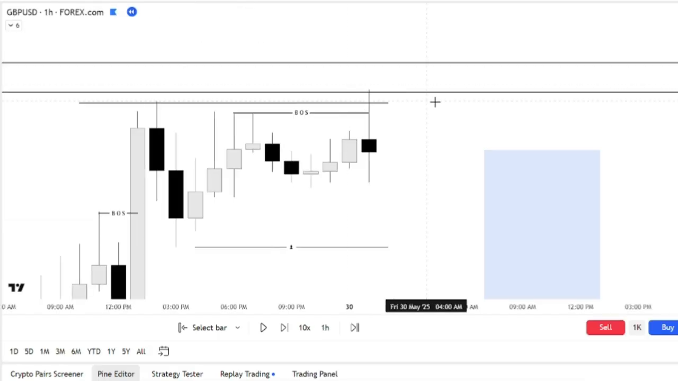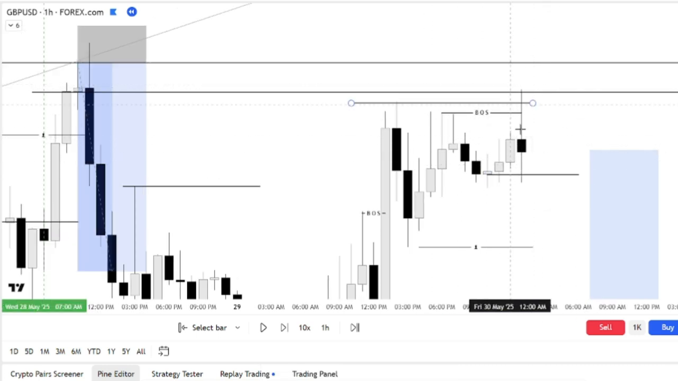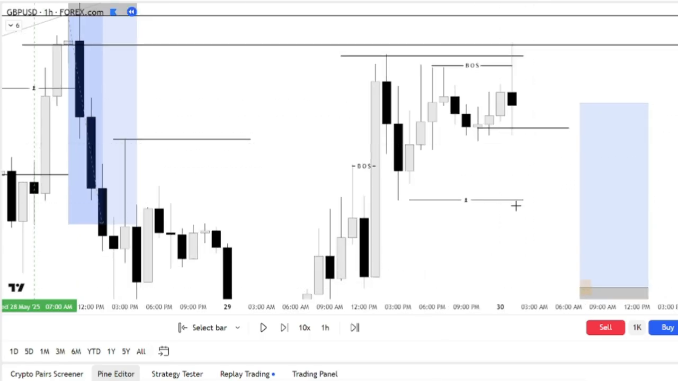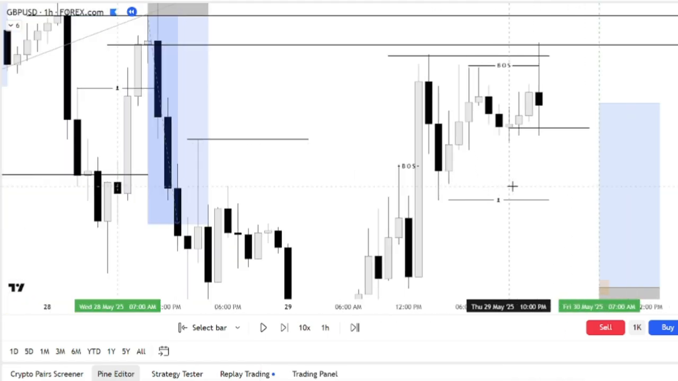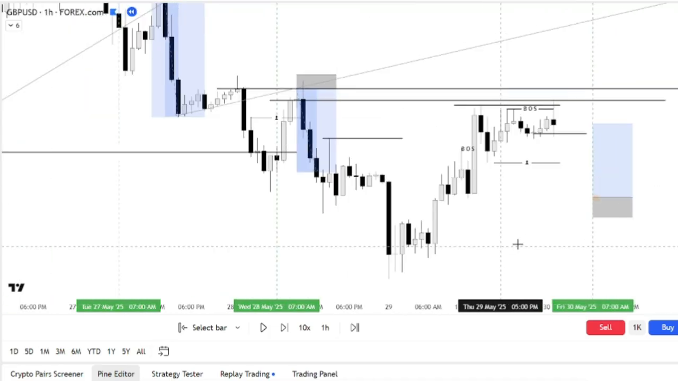Now this was actually another zone. We definitely have a break right here. Okay, we have a break right here. But you see, I wouldn't be taking sales from here because this is Asian session. My London session starts from here. So this is where I'm going to be looking for my entries. Do you understand? All right. So that's where I'm going to look for my entries.